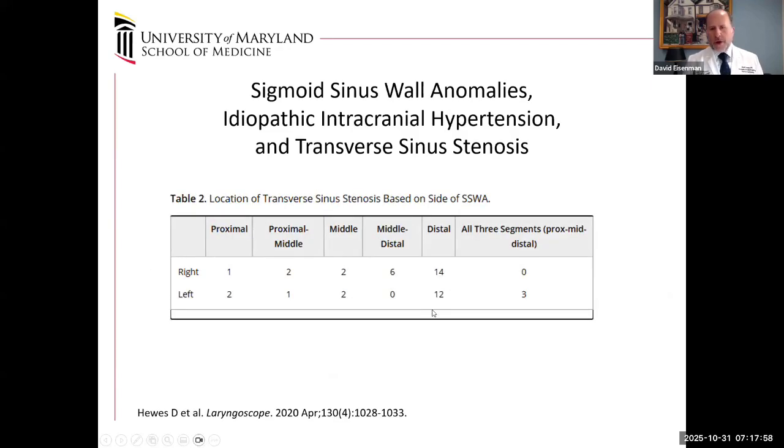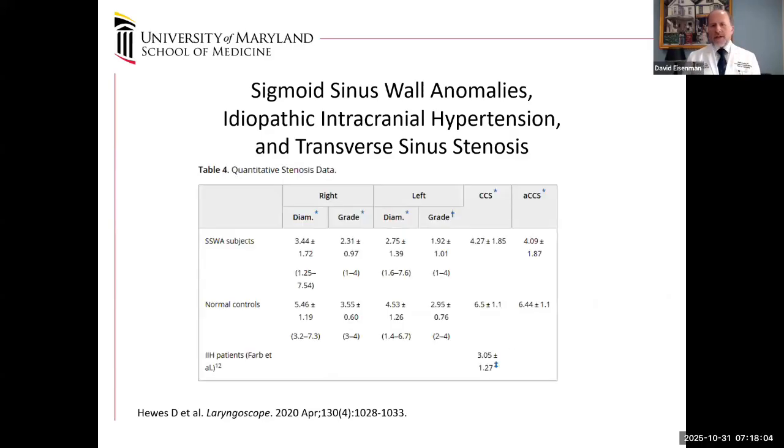We showed that there's a very high rate of transverse sinus stenosis in these patients. And then we quantified it, comparing the degree of posterior venous outflow obstruction between the sinus wall patients, normal controls, and patients with IIH, historical data from patients with IIH elsewhere. This is a combined conduit score. It's sort of a measure of their outflow. A lower number means worse outflow. Compared to normal controls, the sinus wall patients were significantly worse, but not as bad as the IIH patients. So they have posterior venous outflow stenosis, but not as bad as patients with IIH.